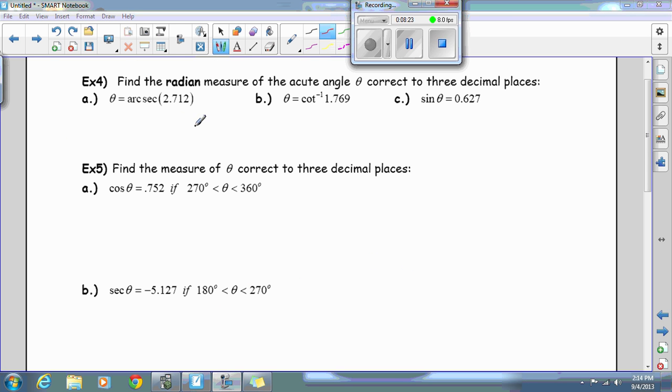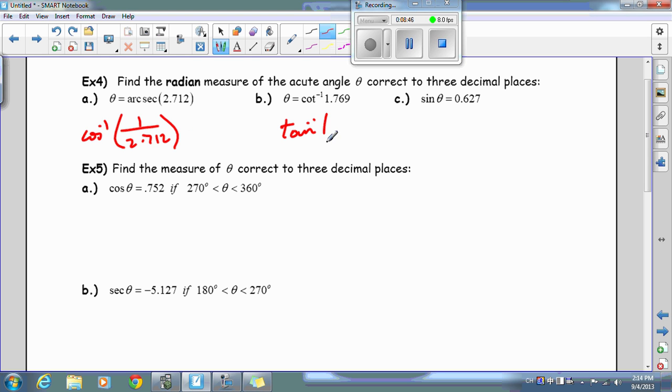Now let's find the radian measure here. Theta is equal to r secant. Same thing as we did before, but this time, remember that if it's an arc or an inverse trig function, make sure you do 1 over the ratio. So you will say cosine inverse of 1 over 2.712. Here will be tangent inverse of 1 over 1.769. And here all you got to do is sine inverse. And keep your calculators in radians. Do find all these answers, please.